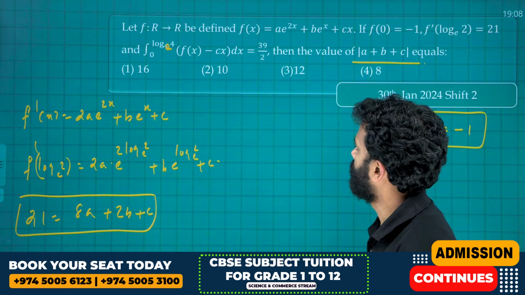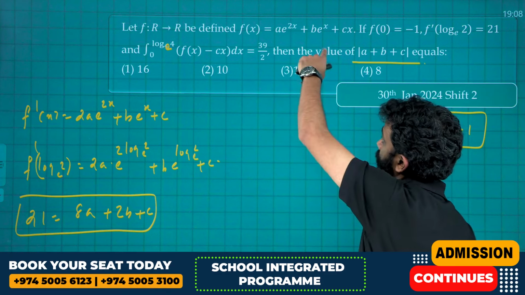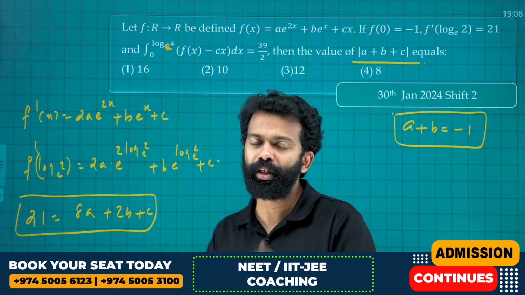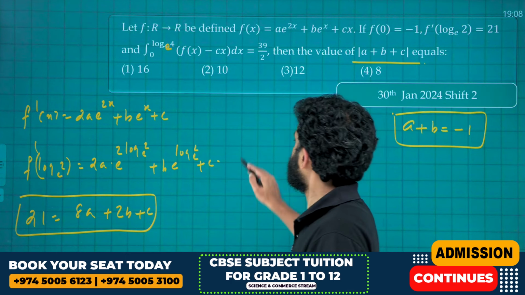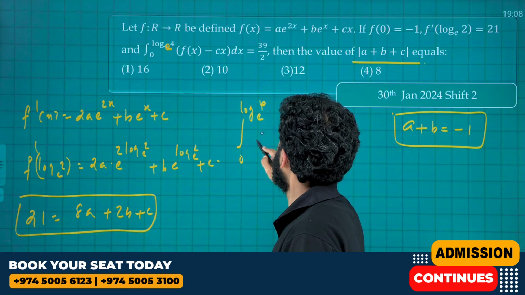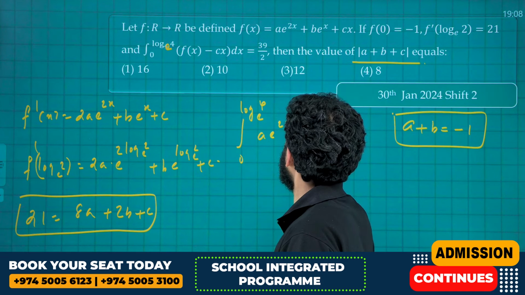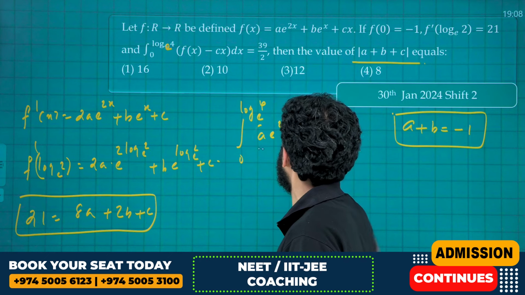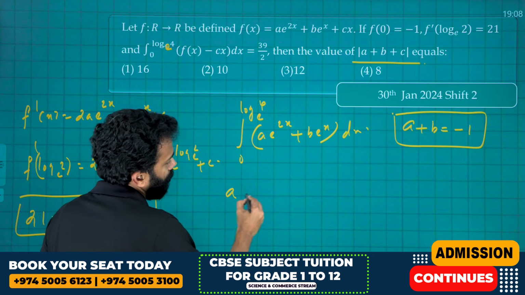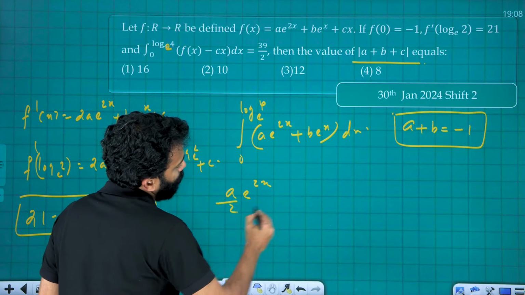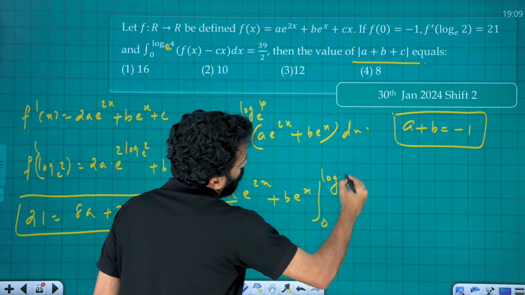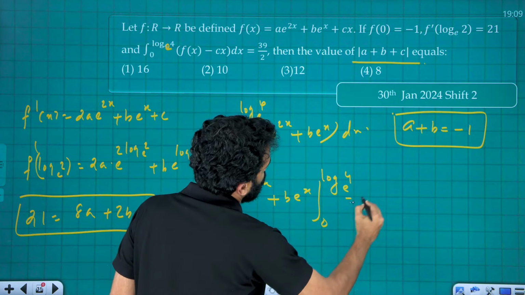The integral of f of x minus cx. What is f of x? This is given, right? If you take cx over here, it will be a into e raised to 2x plus b into e raised to x. So it will be the integral from 0 to log 4 to the base e of a e raised to 2x plus b e raised to x, into dx. After integration, you will get a into e raised to 2x by 2 plus b into e raised to x, from 0 to log 4 to the base e, and its value was equal to what?